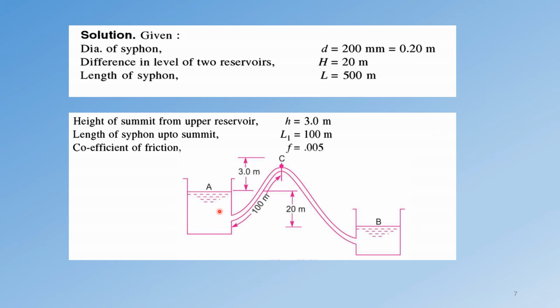And the length of the siphon tube throughout the entire length from reservoir A to B is capital L is equal to 500 meter. And the height of the summit from the upper reservoir: we all know that summit is the point C, and the height from the upper reservoir is small h, which is 3 meter. The length of the siphon up to the summit is 100 meter as shown in this figure, L1 is equal to 100 meter, and the coefficient of friction f is equal to 0.005.